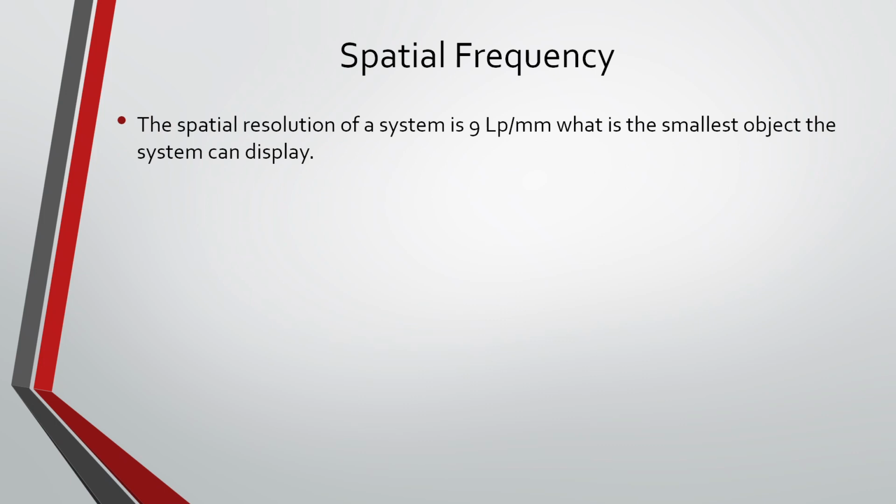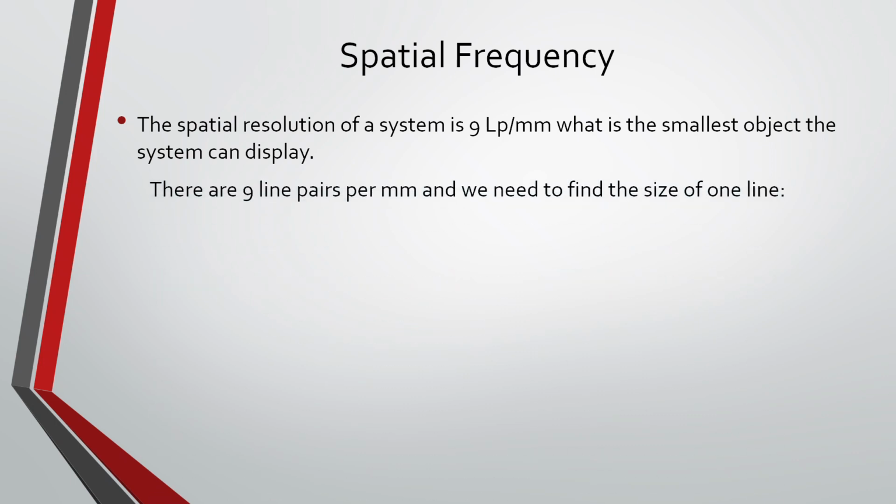Now we'll go ahead and work through a couple problems here, all right? The spatial resolution of a system is 9 line pairs per millimeter. What is the smallest object the system can display? There are 9 line pairs per millimeter, and we need to find the size of one line, because we're talking about the smallest object.